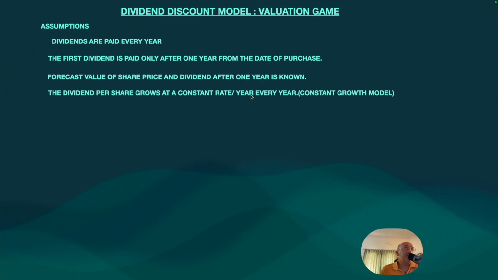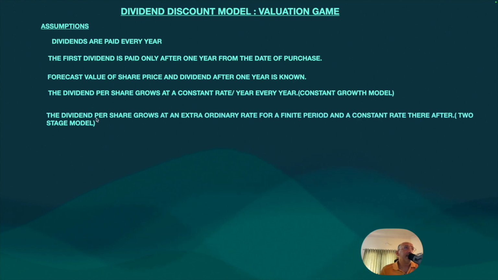So this assumption, that the dividend is going to grow at a constant rate, is for the constant growth model. The second concept is that the dividend per share grows at an extraordinary rate for a finite period. Let us say the dividend will grow at an extraordinary pace for the first 5 years or 7 years, and thereafter it will grow at a constant rate.